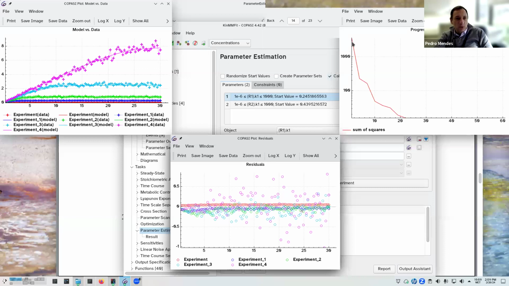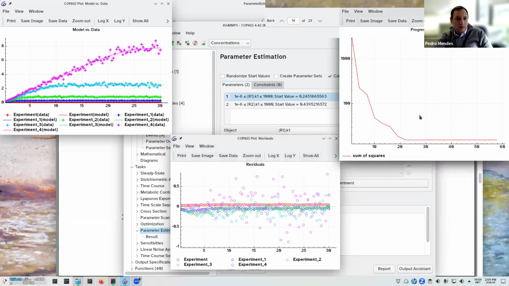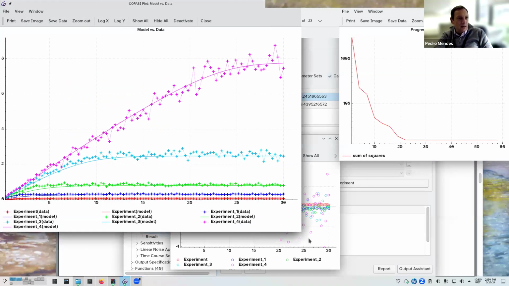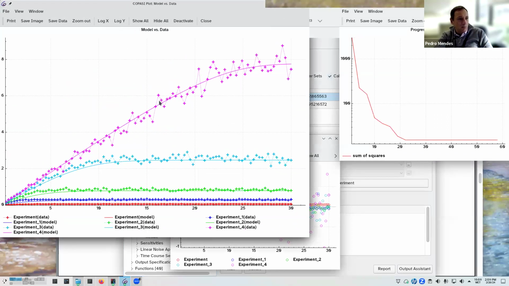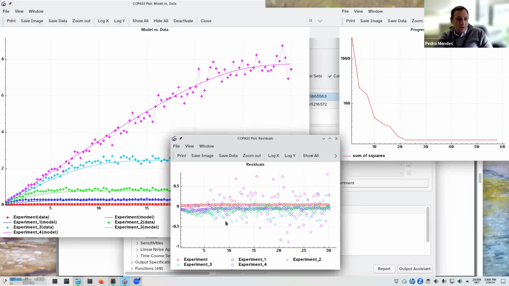I have 3 plots. One is the progress of fit, which is just the sum of squares going down in time, right? The other one is the model versus the data. The data are the crosses and the model is the continuous line. And there I have 5 experiments. And then finally, I plot the residuals. That is the difference between the model and the data.